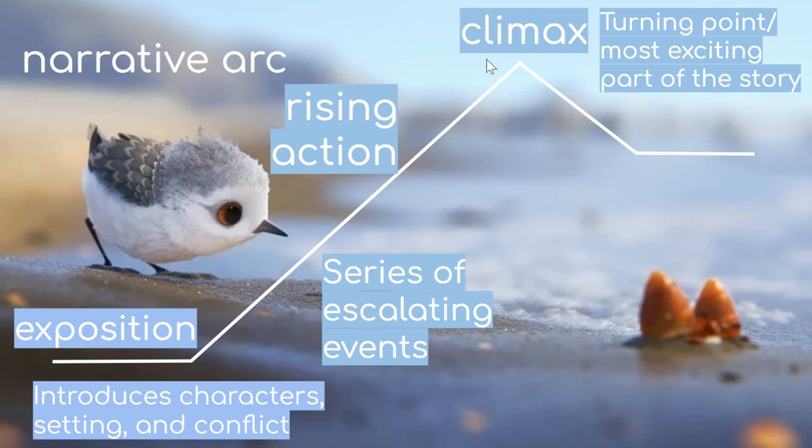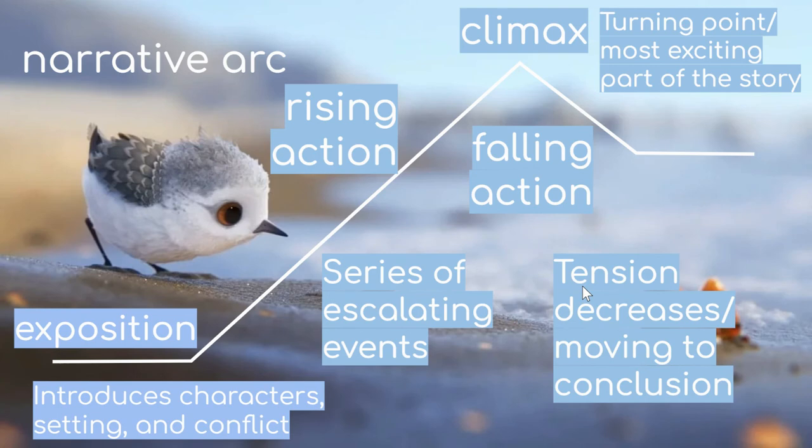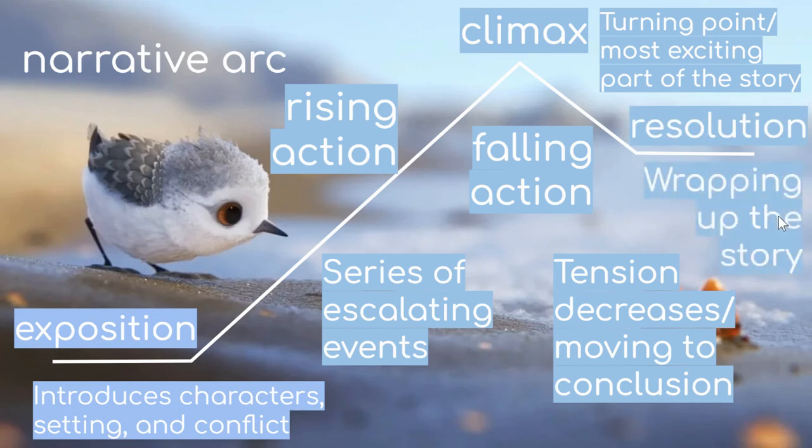Now, a movie doesn't end immediately after a climax. There's a little bit left in the story, and that begins with what's called the falling action. This little slope down here is called the falling action. And that is when the tension decreases and we are now moving to conclusion. So tension decreases slash moving to conclusion. And finally, you have the resolution. And the resolution is wrapping up the story. This is basically where the characters end up at the end.